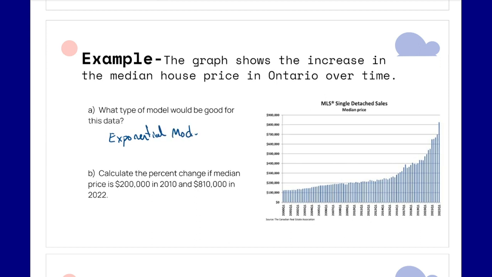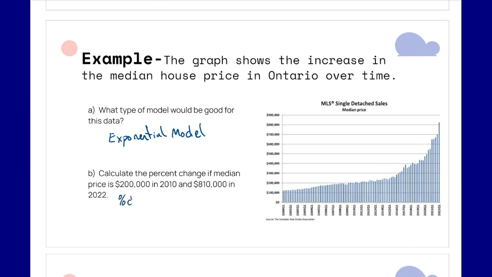That still has the same kind of general idea when we think about exponents and exponential models. So this would be something where it's increasing drastically, or it's increasing by an inconsistent amount, or the amount that we're increasing by is also increasing. So we want to calculate the percent change going from 2010 to 2022 if we know that the old value, or the original value, was $200,000 and the new value is $810,000.